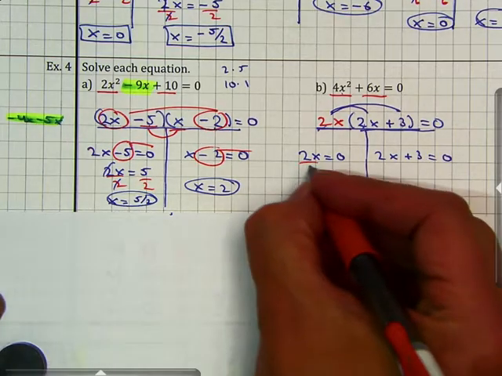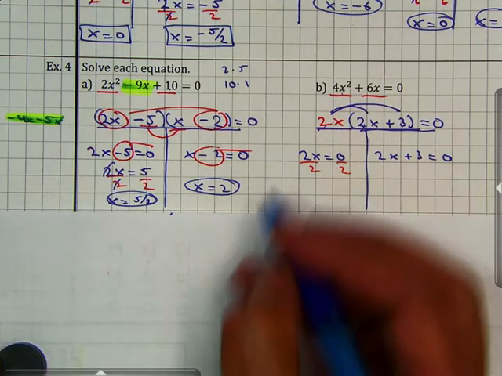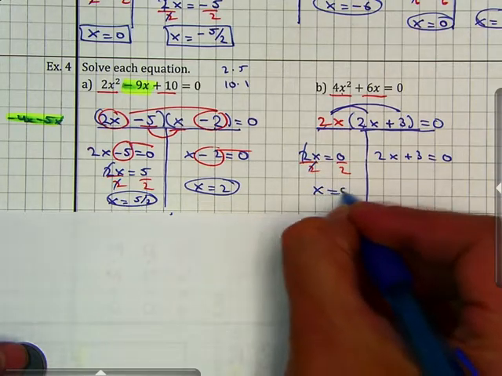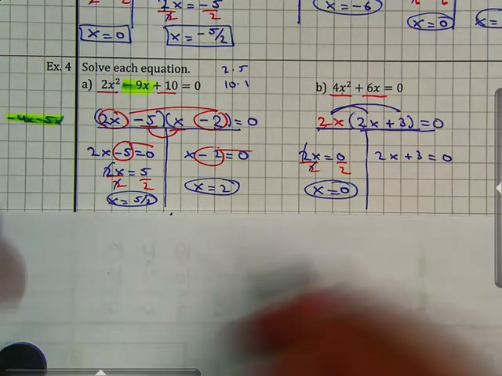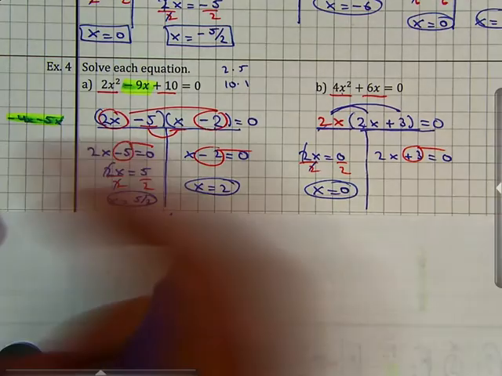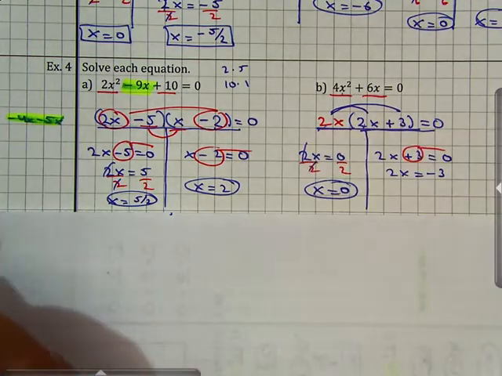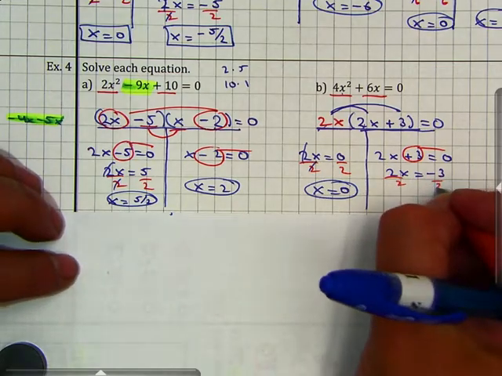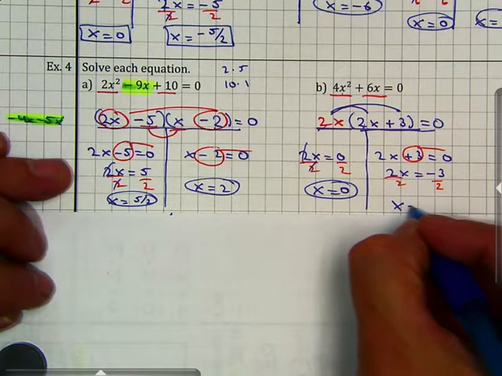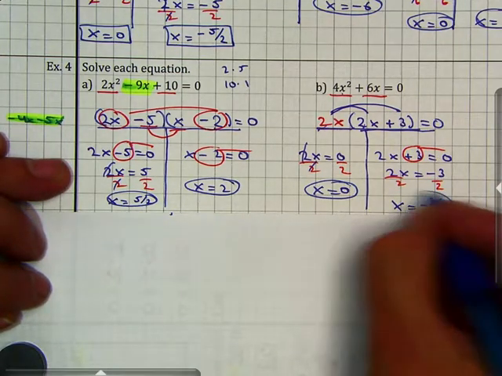Divide by 2. Divide by 2. X equal to 0. Move my 3 to the right, becomes a negative 3. So it'll be 2x equal to negative 3. Divide by 2. Divide by 2. X equal to negative 3 over 2.